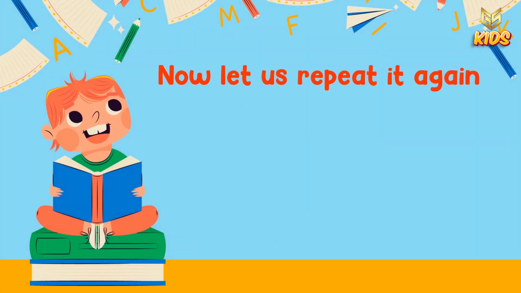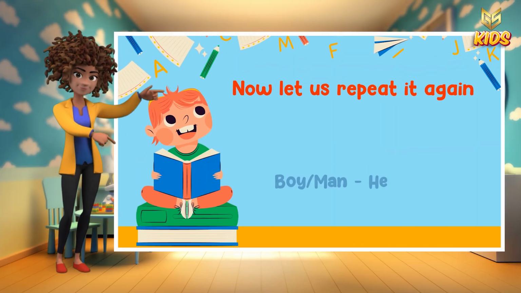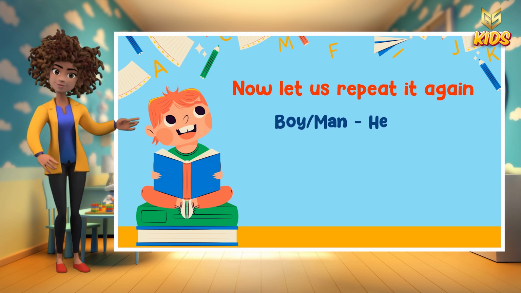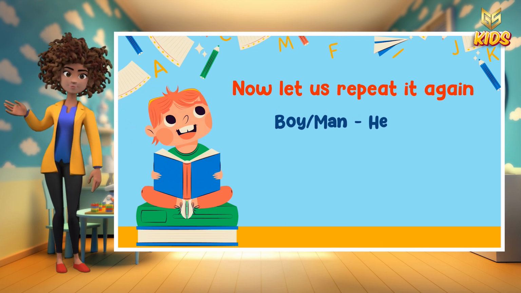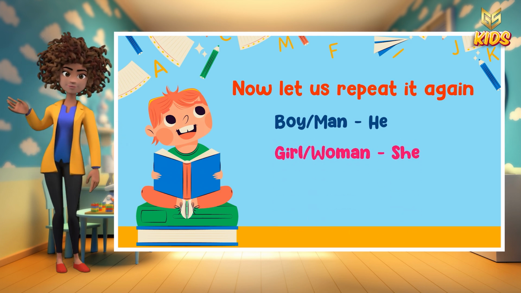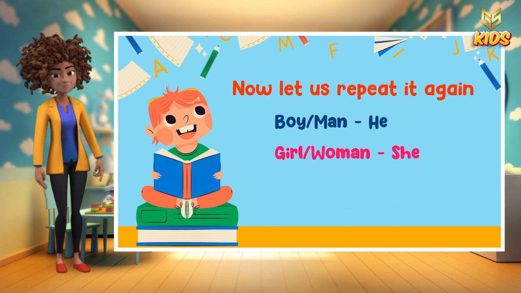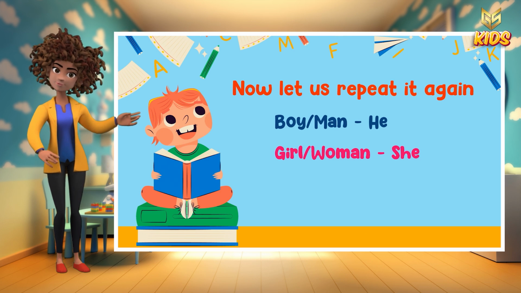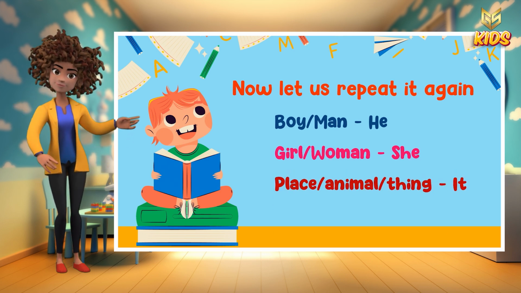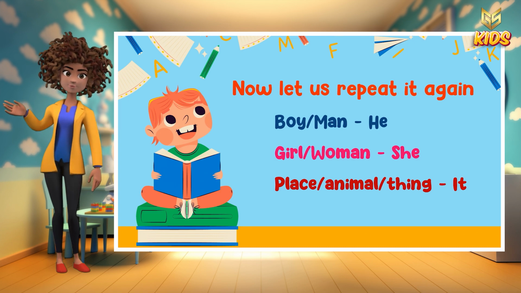So now let's repeat it again. Boy, man, we use he. When there is a boy or a man, we will use the pronoun he. When there is a girl or a woman, we will use the pronoun she. And when there is a place, animal or thing, we will use the pronoun it.